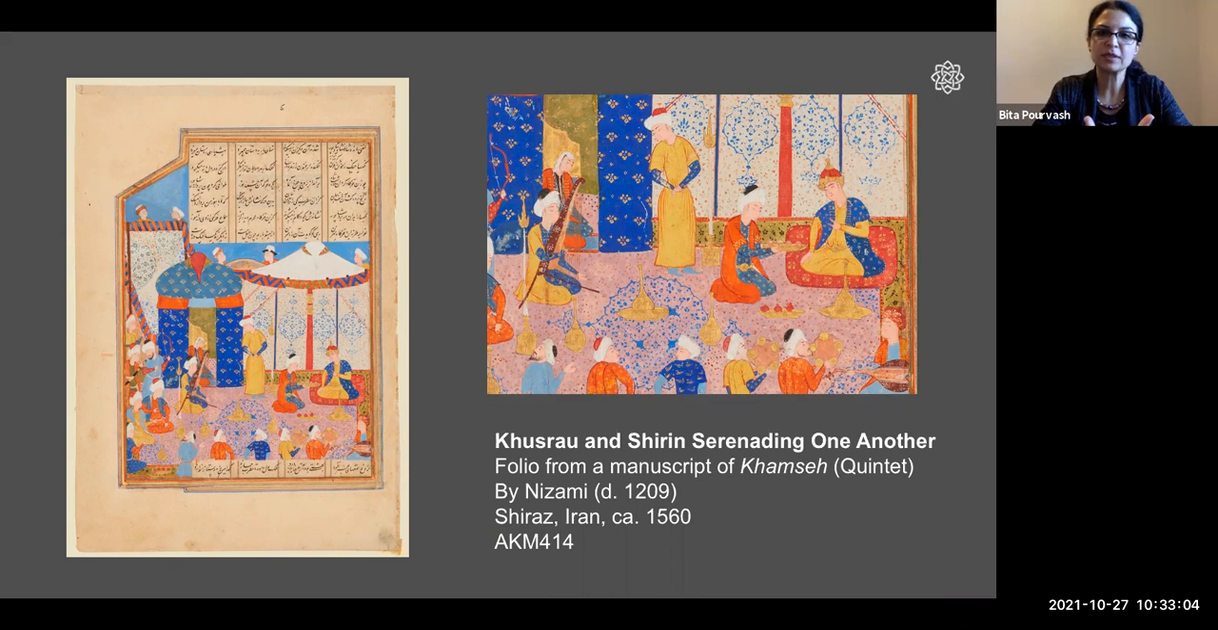For example, this one is a scene from a manuscript called Khamse by a poet called Nizami. He was a 12th, 13th century poet. And this particular scene, which is very exciting and interesting for me, shows two lovers. This is Khosrow, a real historic Sasanian pre-Islamic king of Iran. And this is his beloved Shirin, who's an Armenian princess.